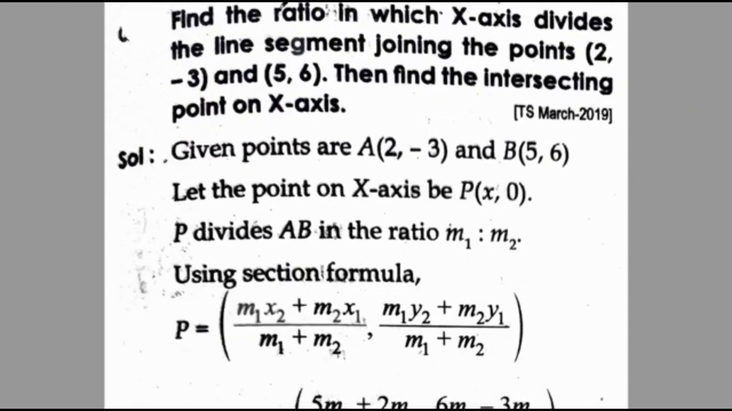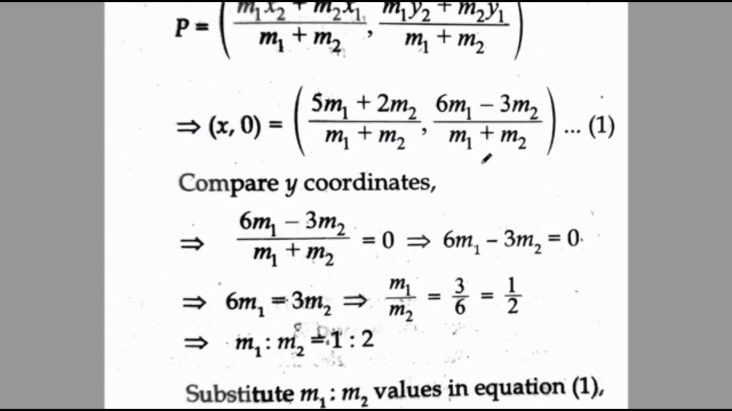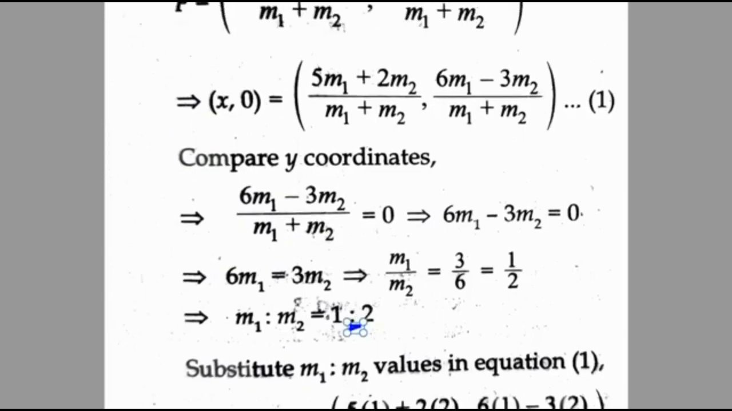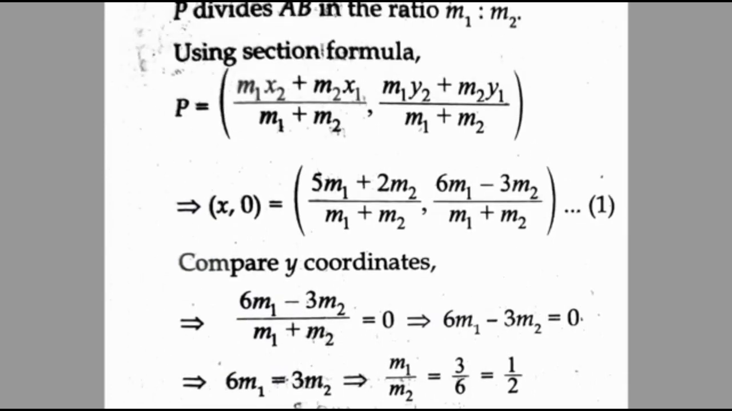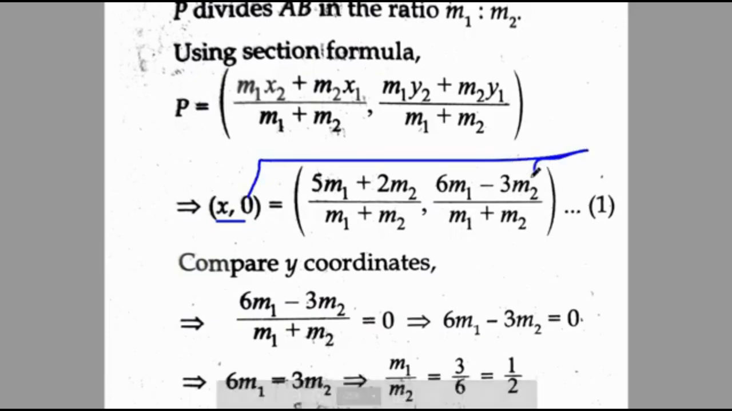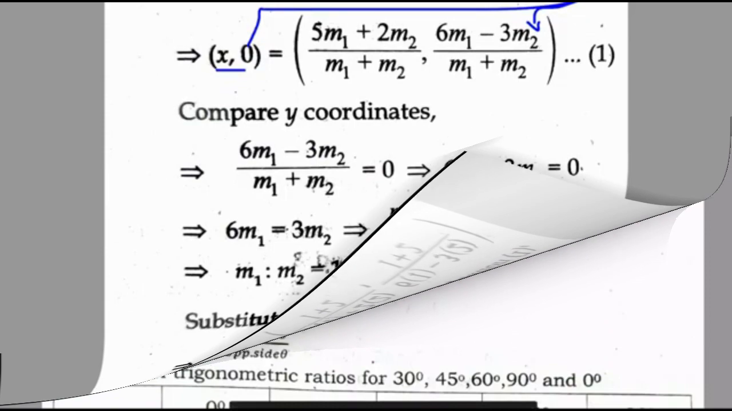Find the ratio. Whenever the word ratio comes, use the section formula. It's the x-axis, so the y coordinate is 0: x comma 0. Now in this problem, we have to find m1 is to m2, which is 1 is to 2. So go through the problem, students. Very, very important. We have to equate x comma 0 in the formula, and equate the second coordinate with the second coordinate, because here a second coordinate value is there. Though 0 has no value, it is a number. Equating with the number gives you m1 is to m2, which is 1 is to 2.